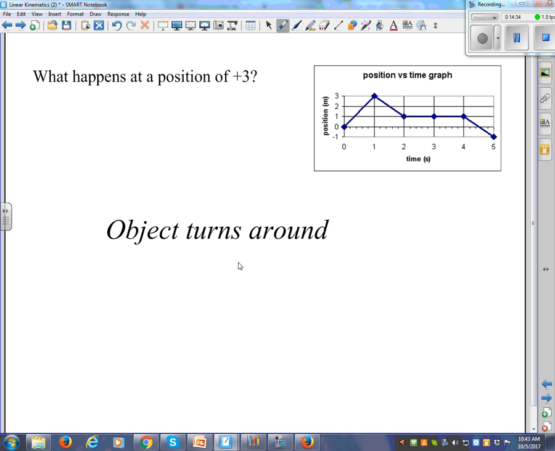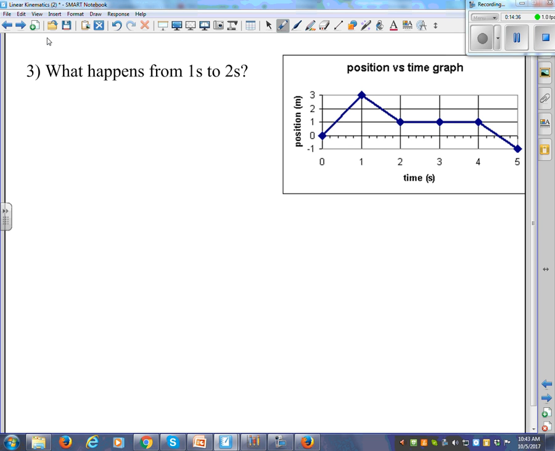What do you think the next question is? What's happening from 1 to 2 seconds? Again, this is all review from grade 10. I'm just making sure that everyone's on the same page here. What happens from 1 second to 2 seconds? It slows down, you say? It slows down. So it's going along at 3 meters per second, and then it slows down.